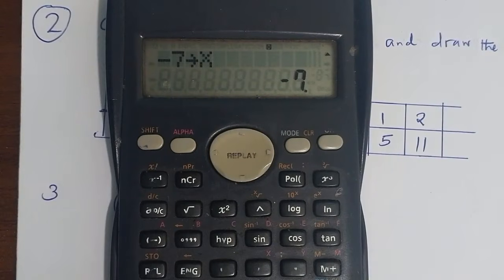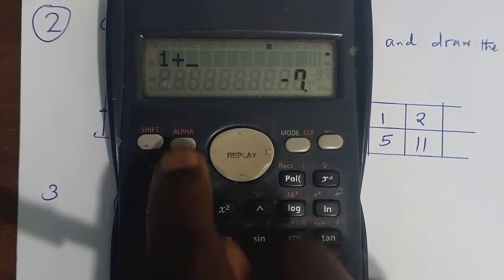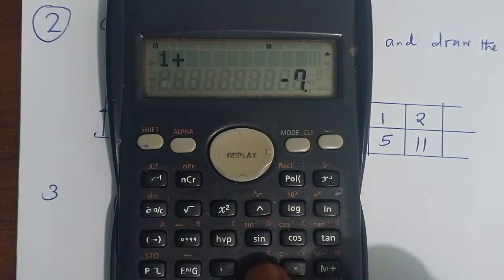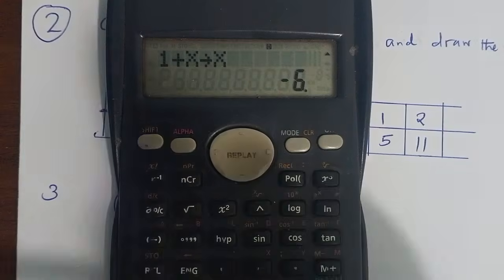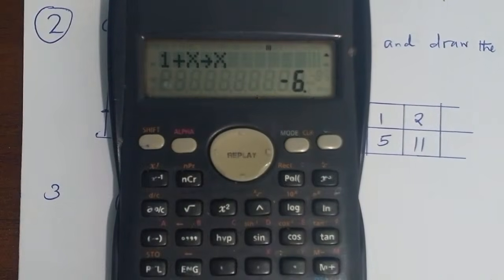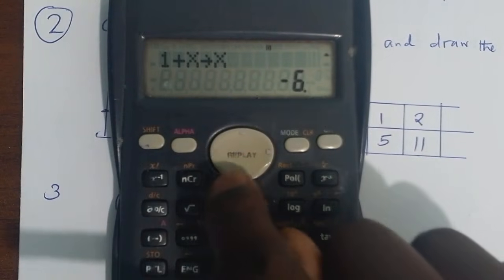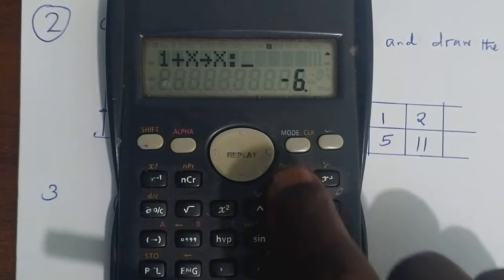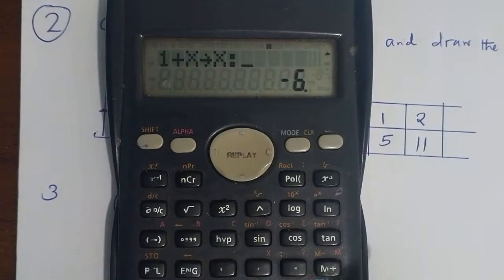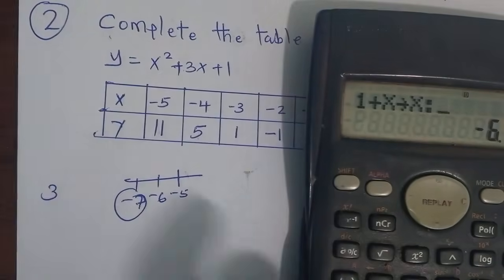1 unit, this one, plus our value x, which is alpha x. After that, repeat shift, store, x. Now after doing that, repeat this one, press left, replay here, then alpha, then store. Now once those 2 dots are there, put the function. Our function is x squared, this one.